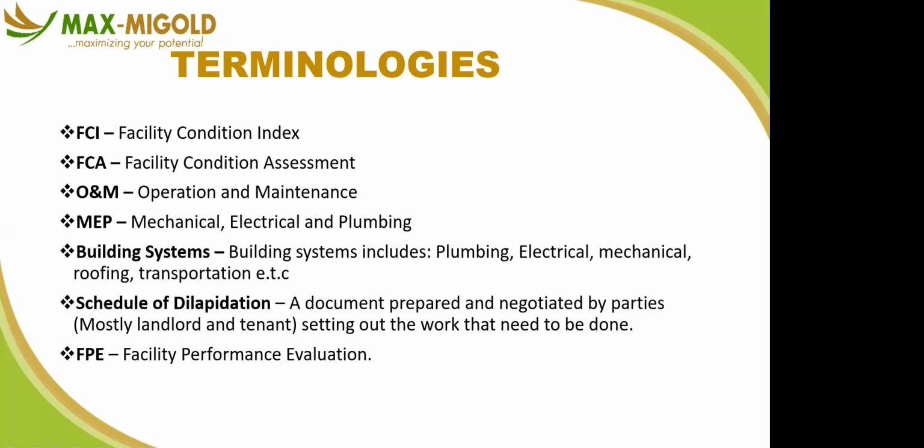It's now MEP. So building systems include your building, your plumbing system, your electrical system, your mechanical system, your roofing, your transportation system. These are all classified as building systems, including your communication system. Then schedule of dilapidation: a document prepared and negotiated by parties, mostly landlord and tenant, setting out the work that needs to be done. And most times in projects it is referred to as a snag list.